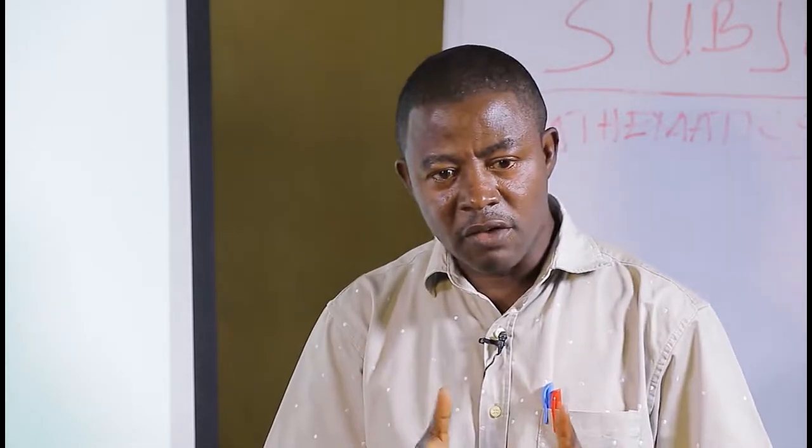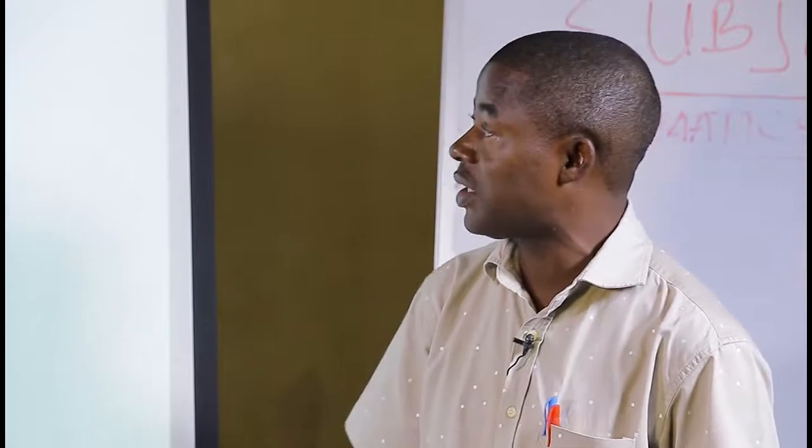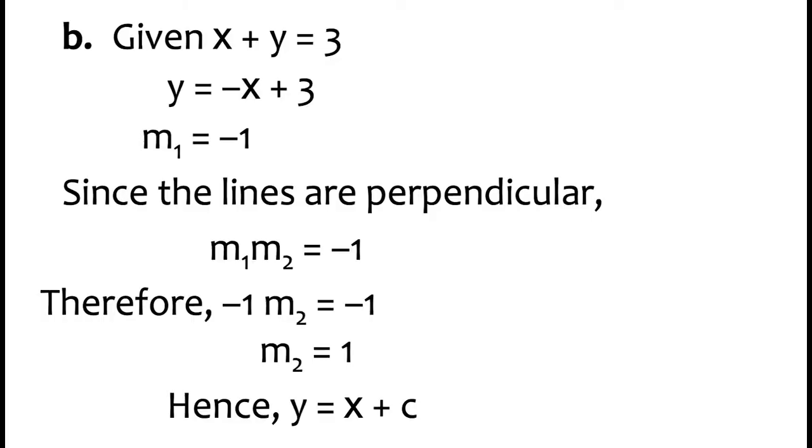The last part, which is b, we are equally going to find an equation perpendicular to that same equation, which is x plus y equals 3. Making y the subject, our y will be -x plus 3. So m1 will be -1.